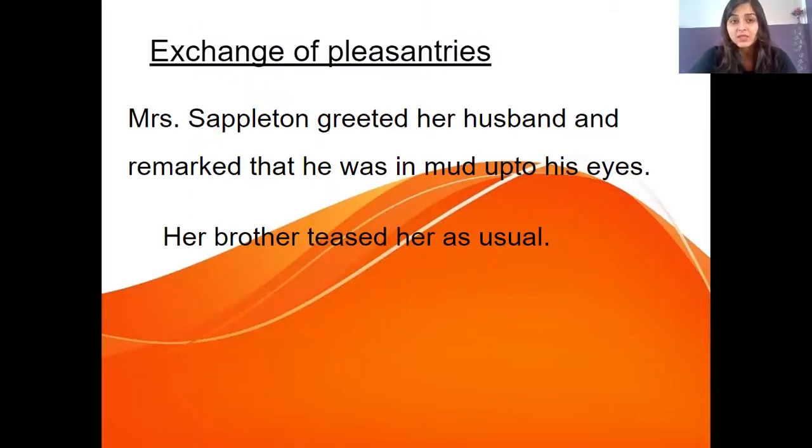Exchange of pleasantries. Now Mrs. Sapleton greeted her husband and remarked that he was in mud up to his eyes, and her brother also teased her as usual. So whatever Mrs. Sapleton said, it came true. The husband came and he spoiled the carpet, and her brother started teasing her, and everything is happening the same.